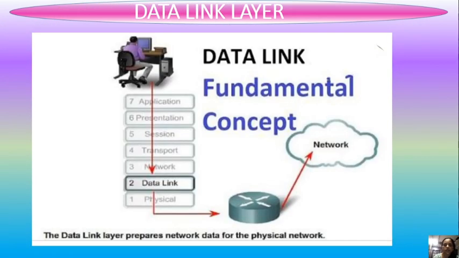One more image I have included here so that you can understand the concept of the data link layer. The data link layer prepares network data for the physical network. From the bottom, the first is the physical layer, then the second is the data link layer. So the data link layer prepares network data for the physical network.